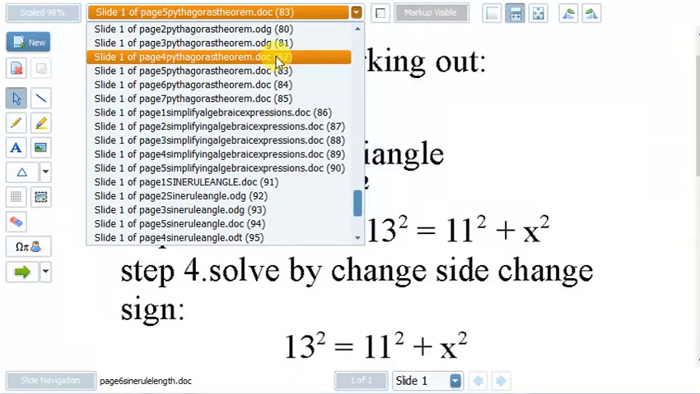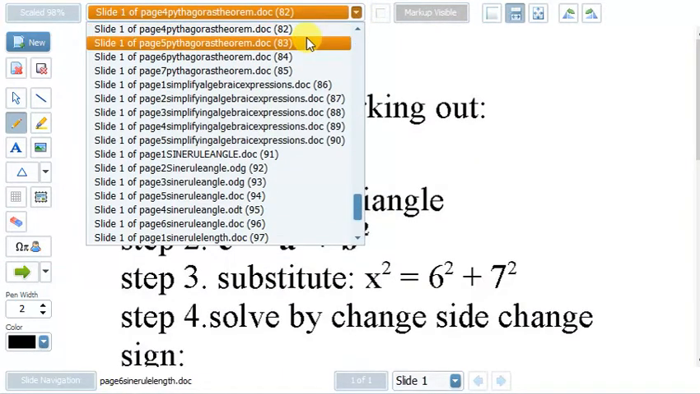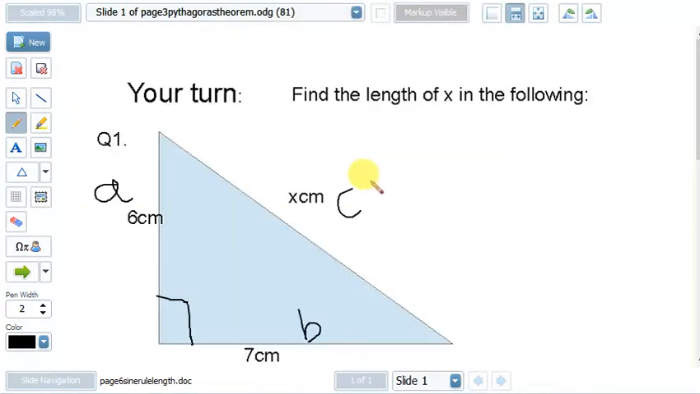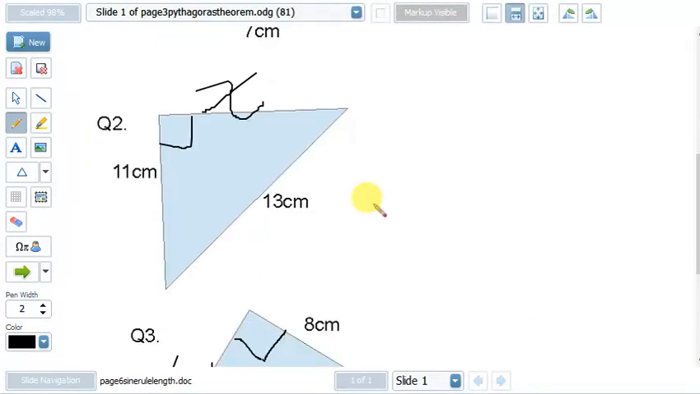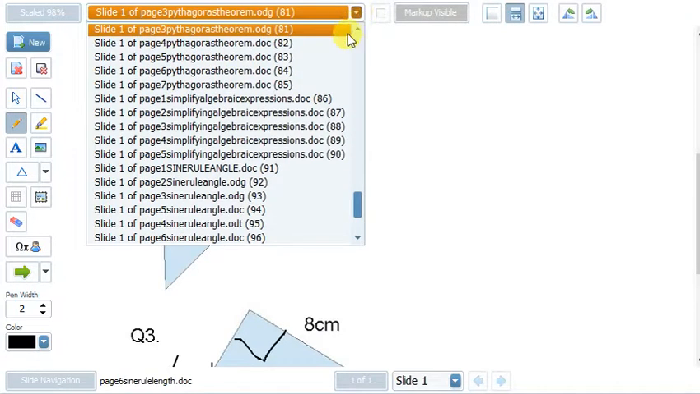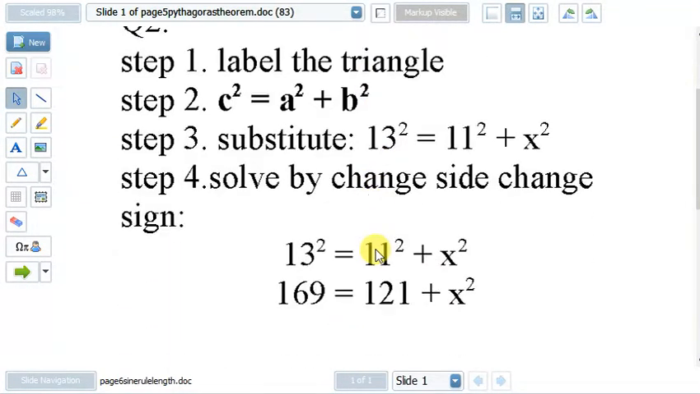And let's label our triangle first. So question 2, and what we've got here is the side opposite the right angle is the hypotenuse, which we label as C, and we're going to call that A, and then the x is B. So we've labelled the triangle. C is 13, A is 11, and x is the B.